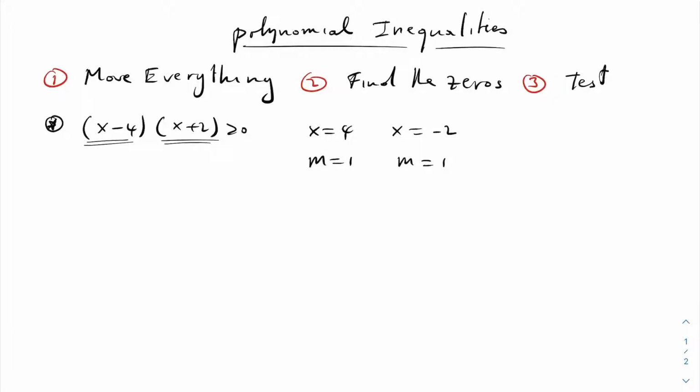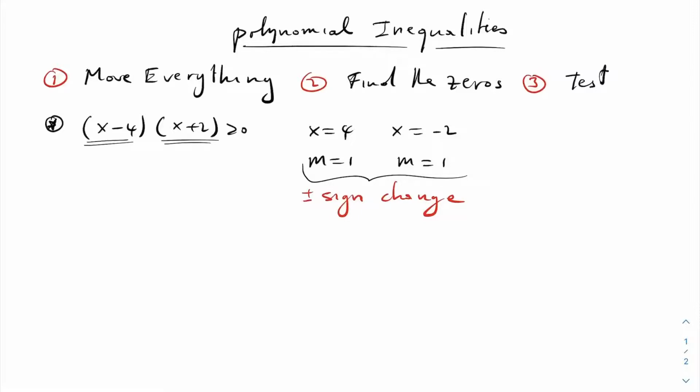And that's going to be important when I go to step 3, because as you remember, if your multiplicity happens to be odd, you're going to cross the x-axis as you get close to that zero. What that means is that the polynomial itself is going to be changing sign from being positive to negative or negative to positive.